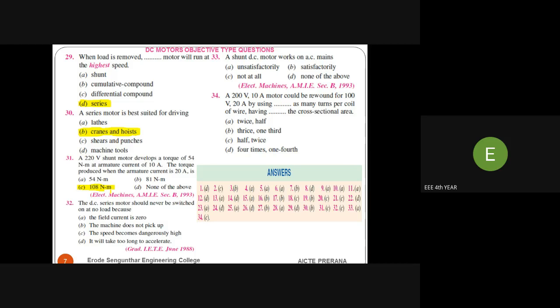Question number 32. The DC series motor should never be switched on at no load because: option A, field current is 0; the machine does not pick up; the speed becomes dangerously high; it will take too long to accelerate. Definitely, the correct answer is the speed becomes dangerously high.